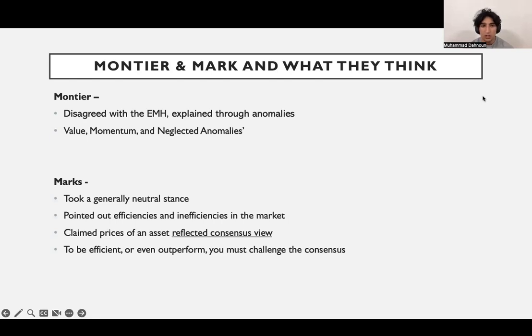And then we talk about Marks. He took generally a neutral stance. So he talked about the efficiencies and the inefficiencies in the market. And some of the important things he said was that the price of an asset reflects consensus views. So the majority opinion would be reflected in the current price of an asset. And then he does point out that to outperform the market, to do better than your average investor and everyone on Wall Street, you must challenge the consensus.